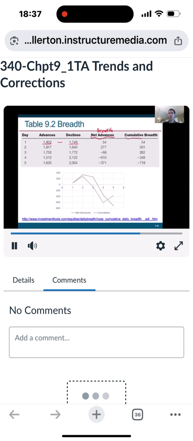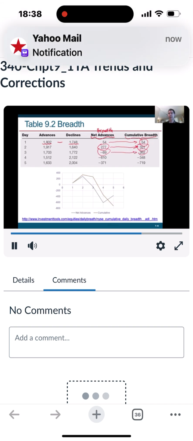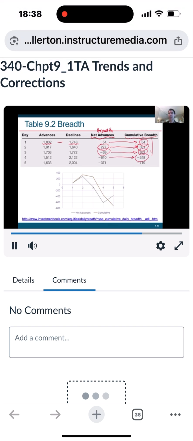And then some of the time people will calculate cumulative breadth. So what do they do? They start at some point, okay, 54 was the first day, and then the next day they add the breadth of the next day to that. So add 277, I get that. Subtract 69 from 331, I get that. Subtract 610 from 262. So they would just cumulatively add it up day after day. And if you do that, then you can plot it. It almost looks like an index. So some of the time people will plot that. Okay, but in general, if I just say, what is the market breadth? It's just this advance minus decline each day.